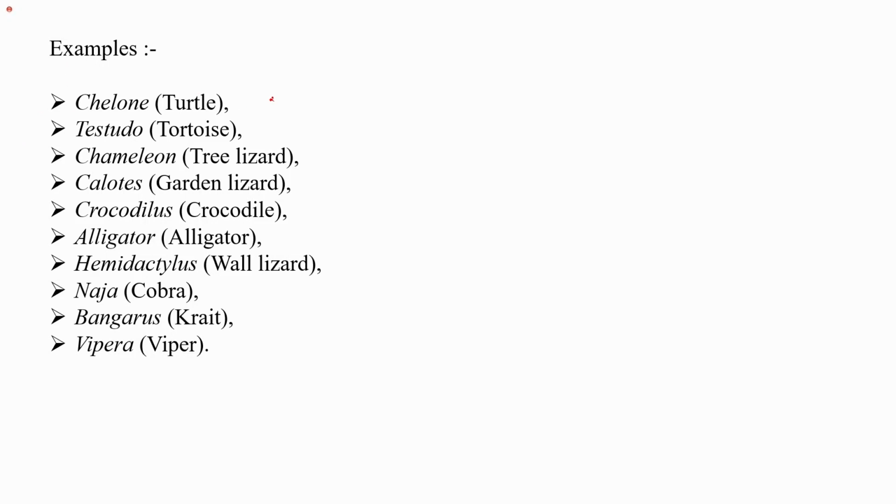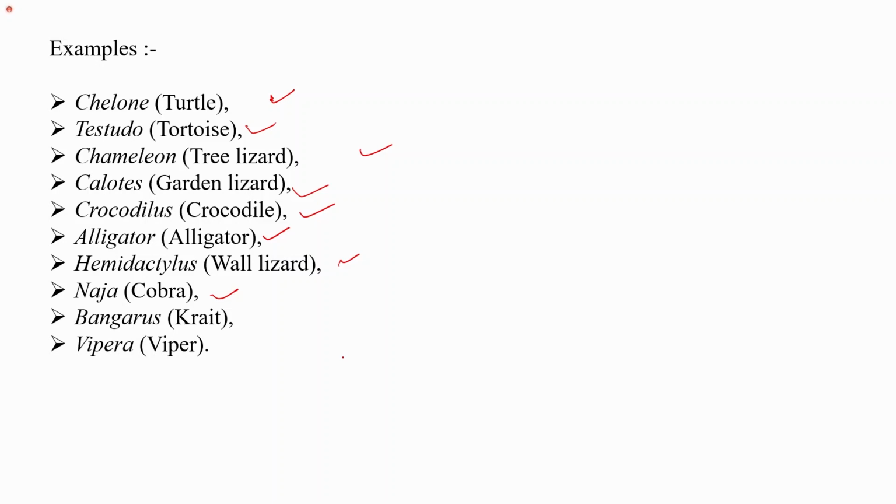Some examples include Chelone, which is the turtle, Testudo, tortoise, Chameleon, Calotes, the garden lizard or tree lizard, Crocodilus, crocodile, Alligator, alligator. Hemidactylus is a wall lizard. Naja is cobra. Bungarus is the krait. Vipera is the viper. These are some of the snakes, and others are lizards, for example chameleon or Hemidactylus, which is a wall lizard. These are some of the examples mentioned in the NCERT regarding the class reptiles, right?